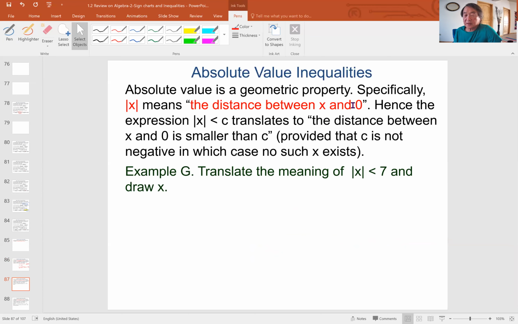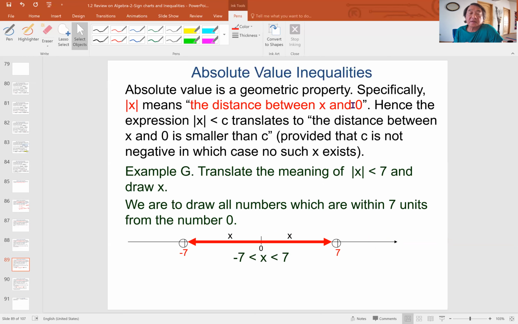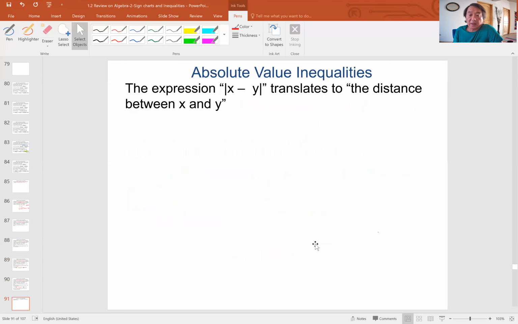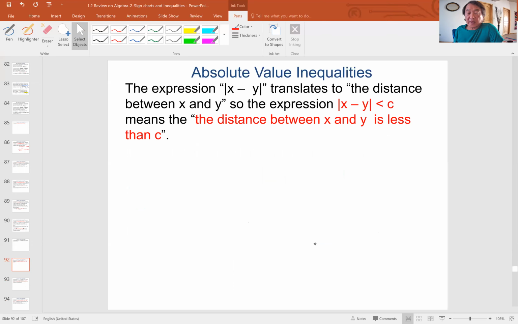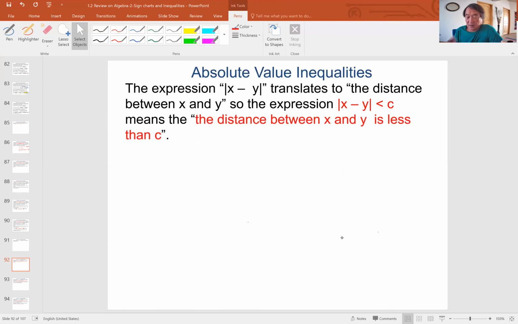So if I have this inequality, what it's saying is, well, draw the solution for the absolute value of x less than 7. So this means you want the distance from x to 0 smaller than 7. So this is the picture for it. Okay. And in general, this is translating to the distance between x and y. So this phrase translates into the distance between x and y is smaller than c.